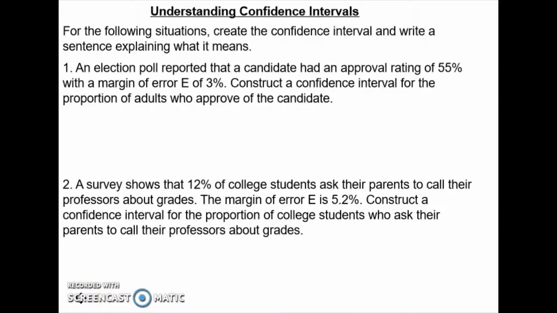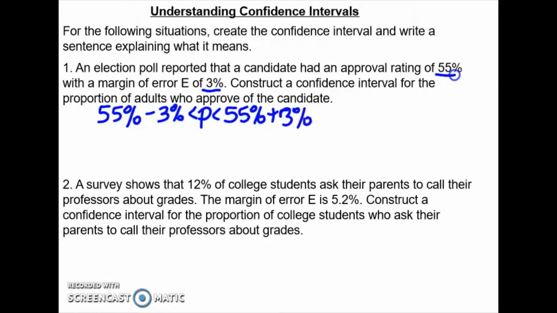All right, so when we're trying to set up a confidence interval, we're going to take our percent that we estimate and we're going to add and subtract the error. So in this first problem, we see that we have a 55% approval with an error of 3%. So if we want to figure out our confidence interval, we're going to take that percent that we have and we're going to subtract the error. That'll give us the lower end. And for the upper end, we take our percent and we add the error. And if we look at that, that would take us to 52% and 58%.